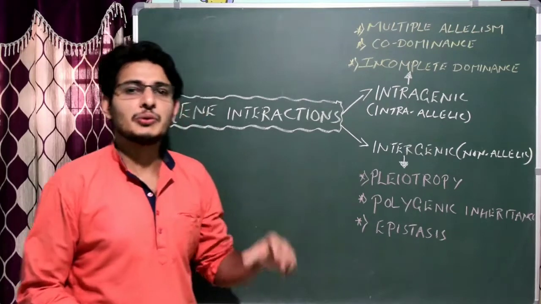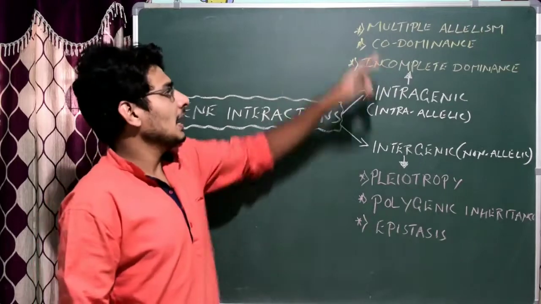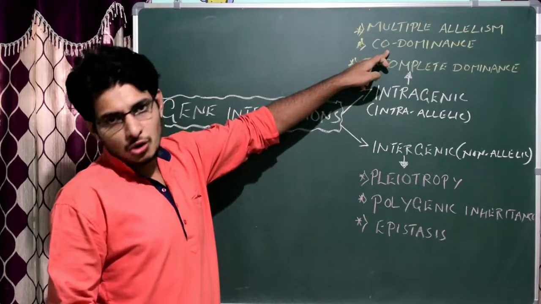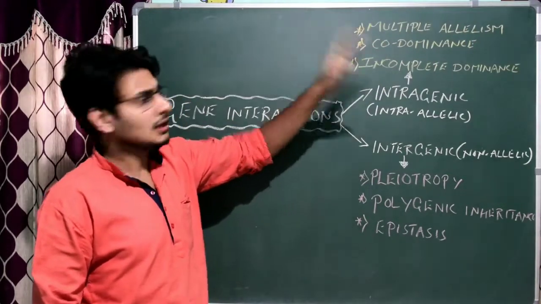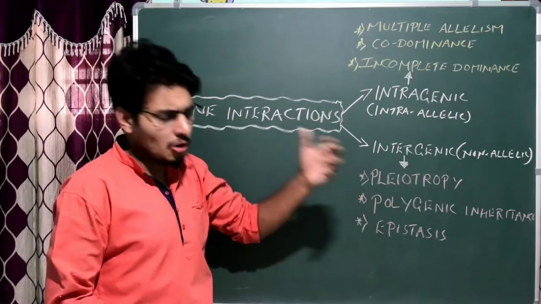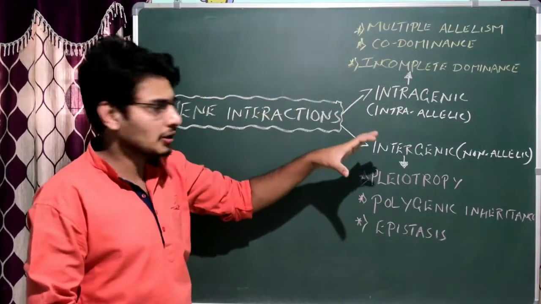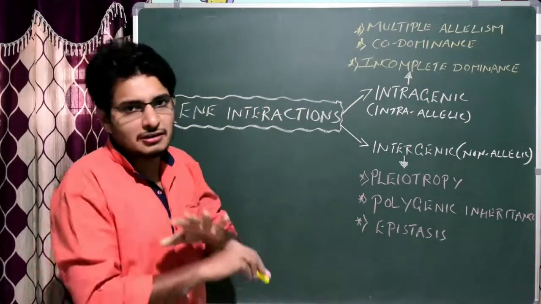In this session, I'm going to explain the second example of incomplete dominance, and later I'm going to explain codominance and multiple allelism. Actually, in multiple allelism, we learn codominance. There are so many examples. Normally, students get a lot of confusion in this particular gene interaction. They just mess up the concepts.